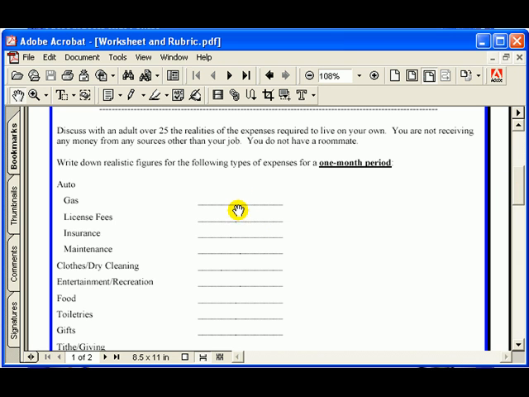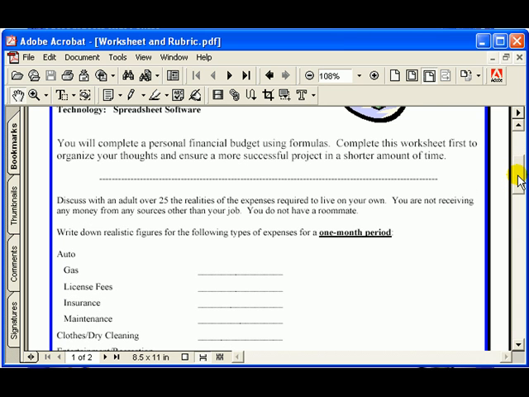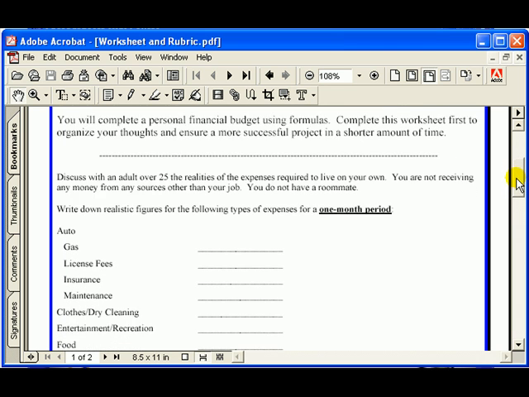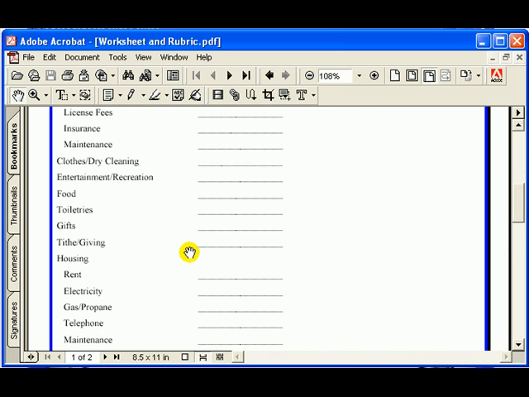You need to fill out this worksheet in entirety. Read the instructions in entirety before you begin the actual project. You will need this information during the project. What you're going to do is write down your expenses here for a 1-month period. Let me go over quickly these expenses. You'll notice you have an auto and a housing with no line.